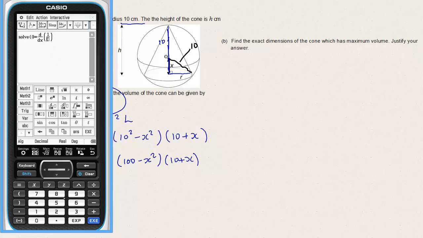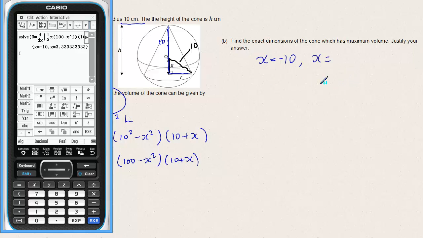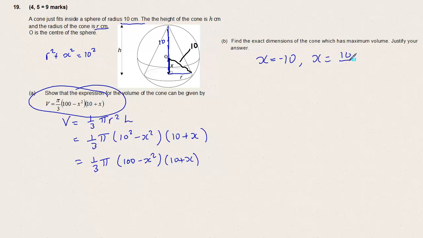1/3 of pi times 100 minus x squared, and then 10 plus x, not 100 plus x. And if we execute that, it should do the job, and we get x equals -10, or x equals, and that was 3.3 recurring, so that's 10 over 3. And clearly it can't be this one, but you should write both solutions down and show this one being discounted.